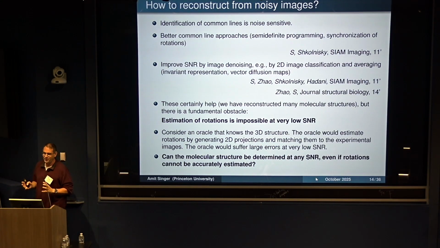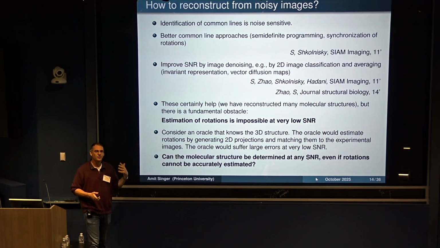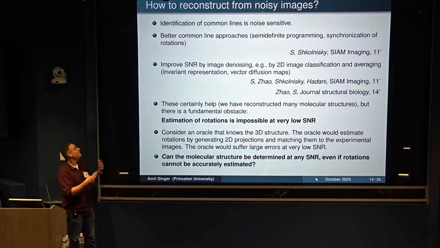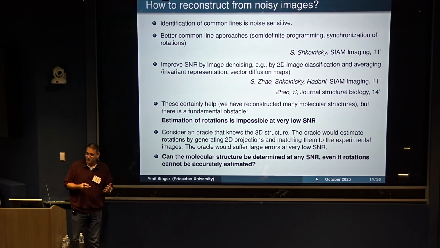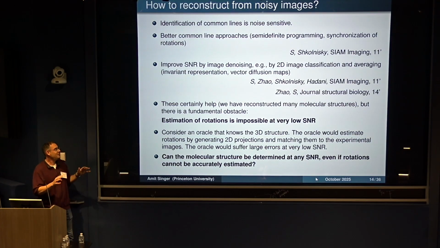So if the noise is not too bad, then we can basically come up with better common line approaches. And I've been involved, and my student, with lots of work in this direction, using semi-definite programming approaches that generalize, say, the SDP approximation to problems like max-cut, synchronization of rotations, and so on. And you can also try to improve the SNR of the images by denoising, say, averaging images that you believe were taken in similar viewing directions, by using graph methods like diffusion maps and coming up with invariant representations of the images and so on. And all of this really, really helps, okay?